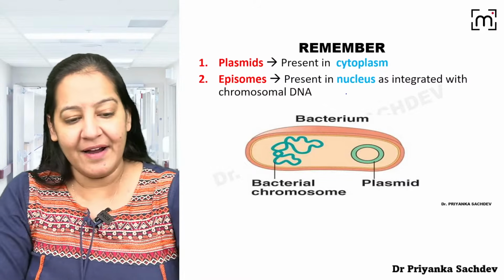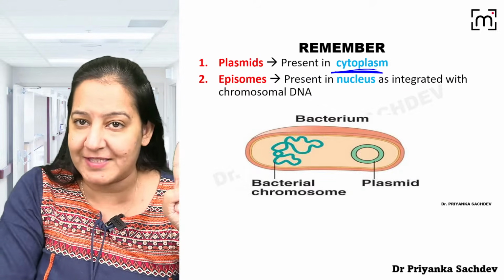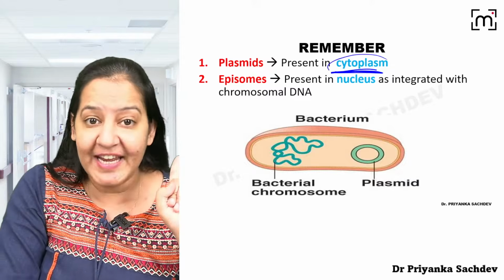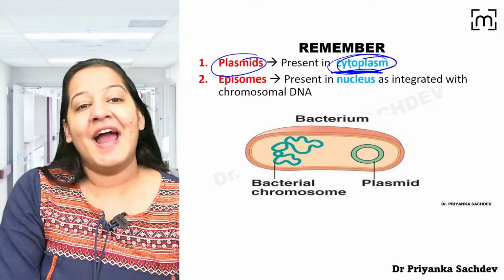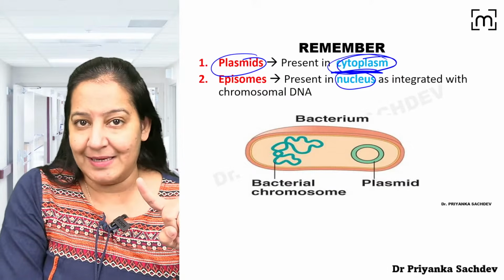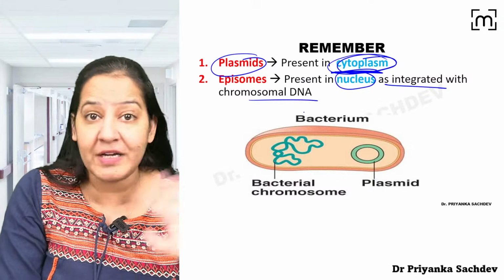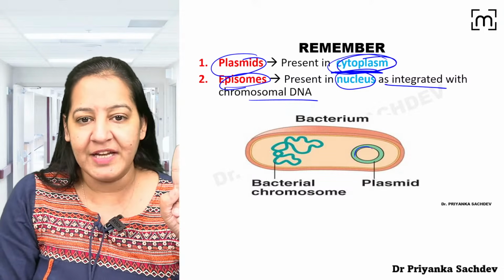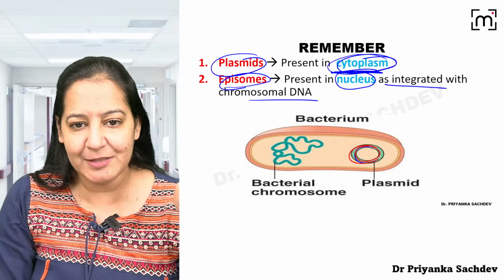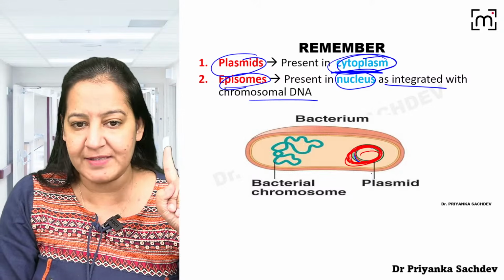Now, if the DNA is present in cytoplasm, not in nucleus, it is known as plasmid. It is not a chromosome. And if the DNA is present in nucleus, it is integrated with the chromosome but not a chromosome. So it is known as episome. Here you can see both, right? Can you see this plasmid here? It is present in the cytoplasm.